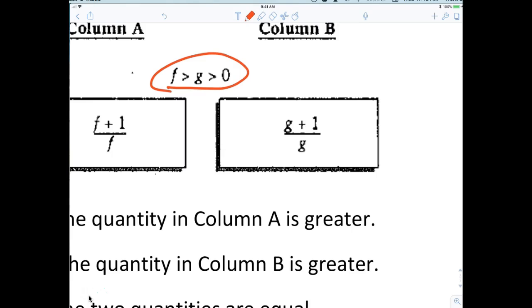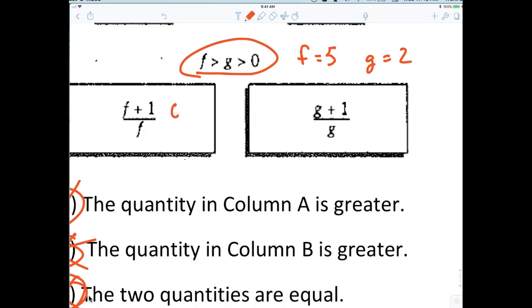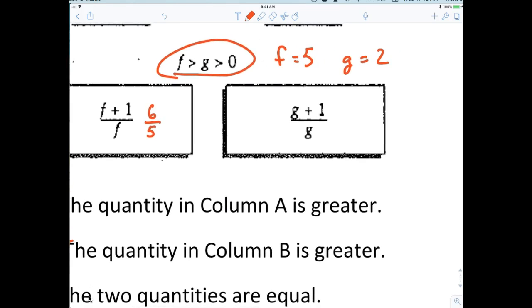So now, personally, you can plug numbers in to see. All right? So I want someone to tell me, Sebastian, what do you want to let F be? F be 5. And then G would be what? 2. All right. That's a good example. So now we're going to plug it in and see what happens. What's F plus 1? 6. Divided by 5. 1.2. Now we're going to let G be 2. So this becomes what? 3 over 2.